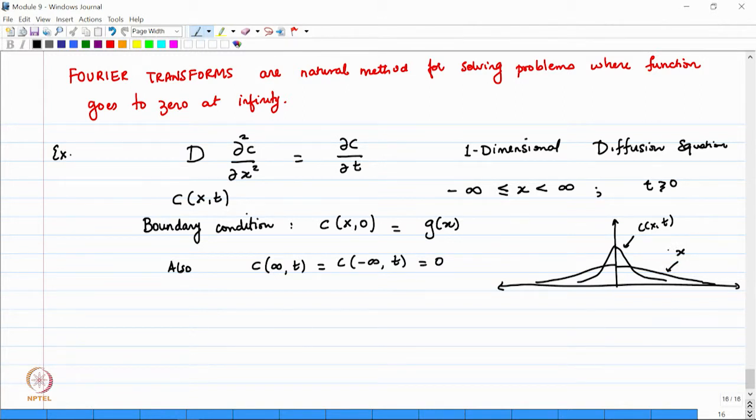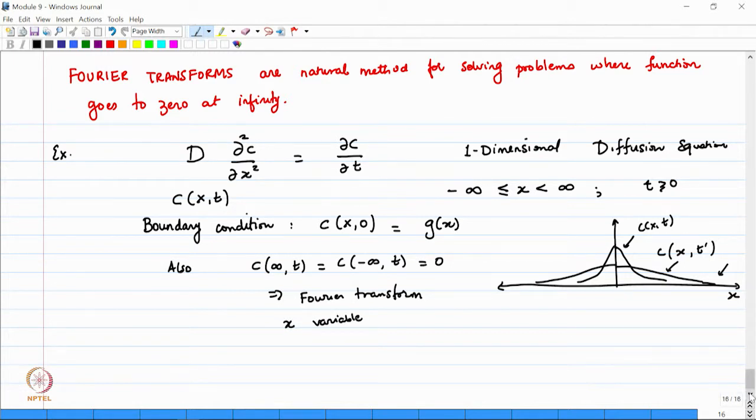So this might be c of x, t prime, where t prime is greater than t. It might look like something else, but what I wanted to say is that it goes to 0 at infinity. Such equations are naturally solved by Fourier transform. So this implies that you do a Fourier transform in the x variable.